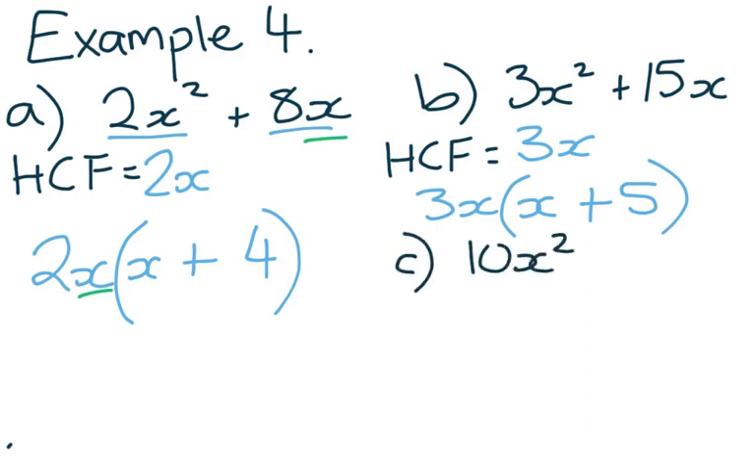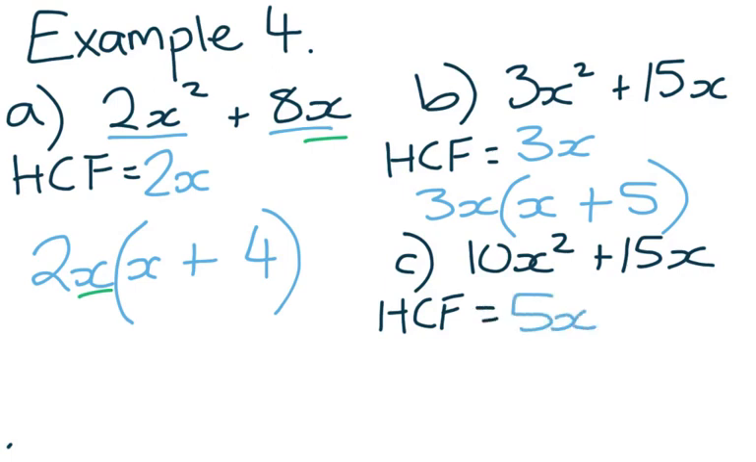So it's going to be 10X squared plus 15X. Now, our highest common factor for this one is going to be 5X, because 5 goes into 10 and into 15. So if we take 5X out the front this time, this is where we can't just put an X here, because if we just put an X as that first term in the bracket, when we expand it out to check it, we're only going to get 5X squared.